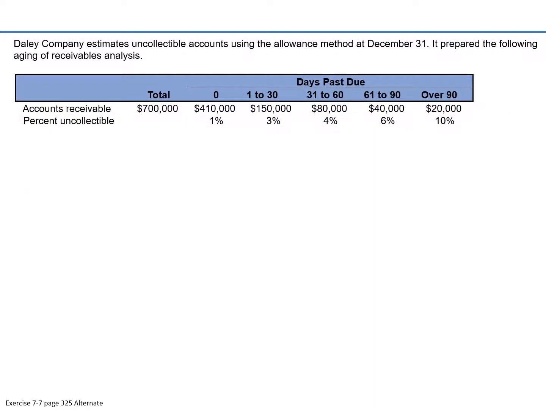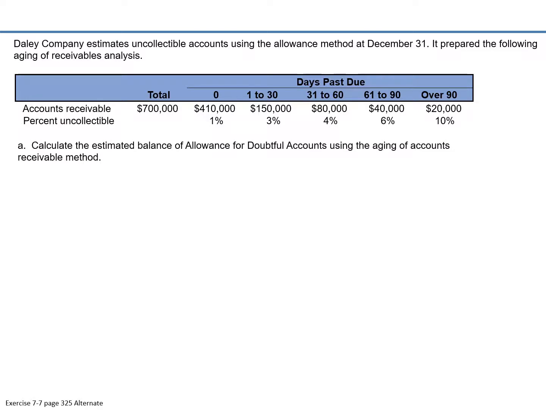All right. Now you get a chance to calculate Daly Company's estimates for their uncollectible accounts using the allowance method. So calculate the estimated balance of the allowance for doubtful accounts using the aging of accounts receivable method. So why don't you pause the recording, take a stab at it, and then resume the recording and we'll go through the answer.